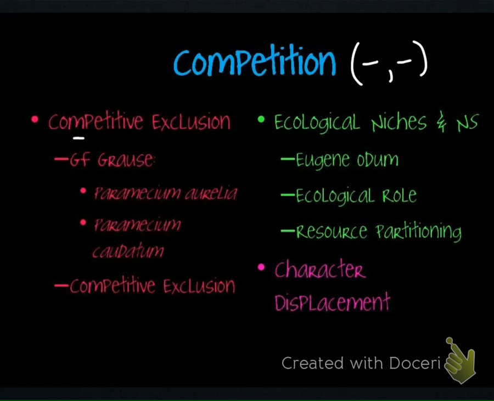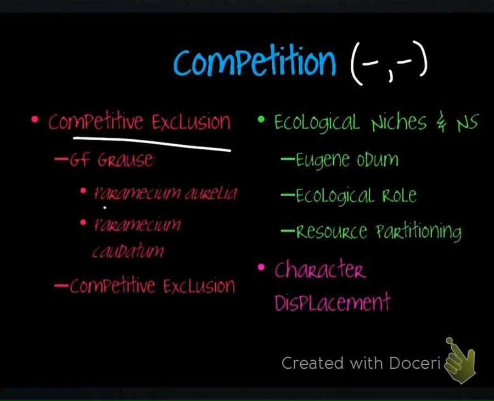Competitive exclusion here is the idea that when 2 species compete for the same limiting factor, one will be better. One will be able to use resources, get whatever that factor is, reproduce more rapidly, and outcompete the other, and eliminate the other from that area.